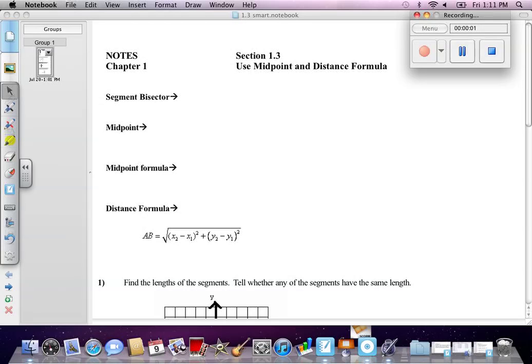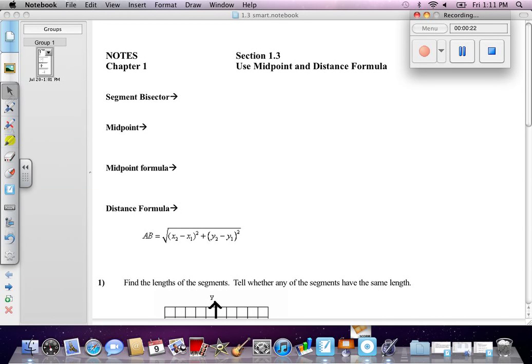All right, we're going to do 1.3. 1.3, we're going to use midpoint and distance formula. These are very, very important formulas. You're going to use them throughout the entire year. On your theorem and postulate sheet, I'm okay with you writing these formulas for now. Okay? So you might want to put them on there.